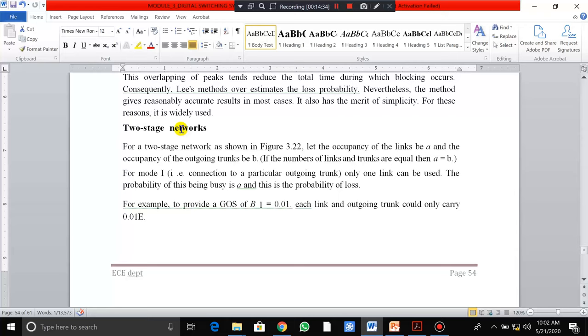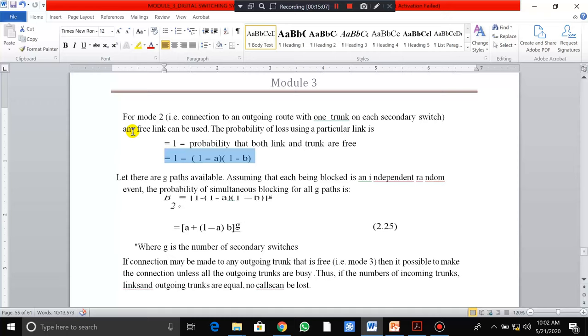For a two-stage network, let the occupancy of the link be A and the occupancy of the outgoing trunks be B. For mode 1, we have a connection to a particular outgoing trunk. Only one trunk can be used, and the probability of it being busy is A, and this is the probability of loss. For example, the grade of service B1 is taken as 0.01. This is the equation you have to remember. For mode 2, this is the equation you have to remember for path availability.